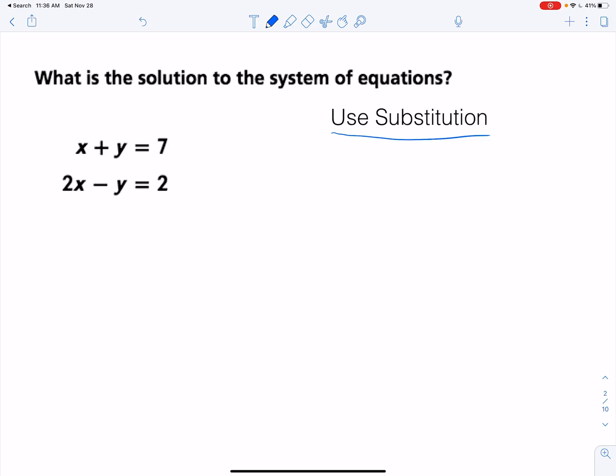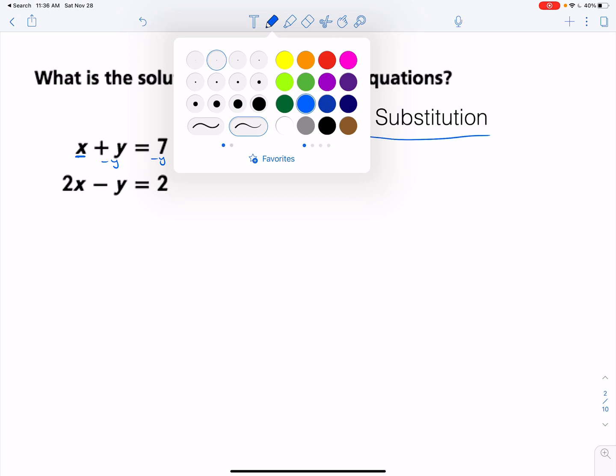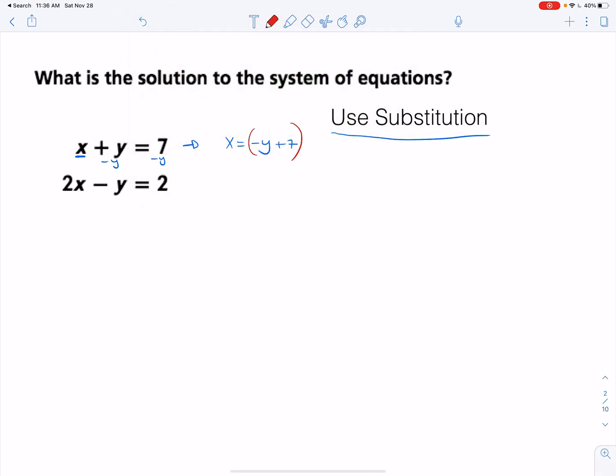So to use substitution, as you know, you need to solve for either an x or a y, whichever one looks easiest, and I'm going to go ahead and solve for this x. By doing so, I'm going to subtract a y, and that'll give me x equals negative y plus 7. What I'm going to do is plug this x value into this x here. So now I'm going to substitute. 2 times negative y plus 7 minus y is 2. So that'll give me negative 2y plus 14 minus y equals 2.